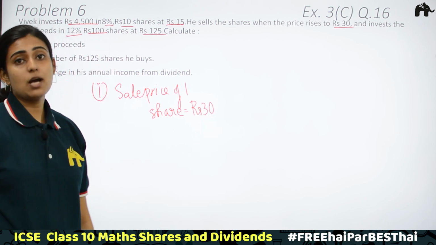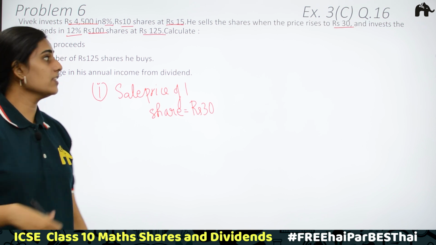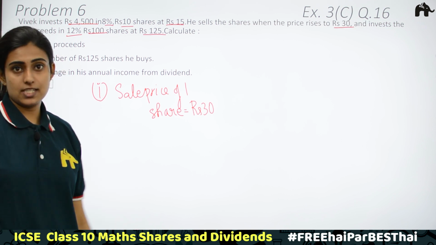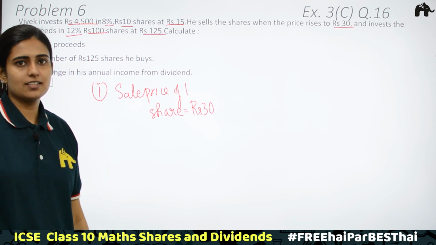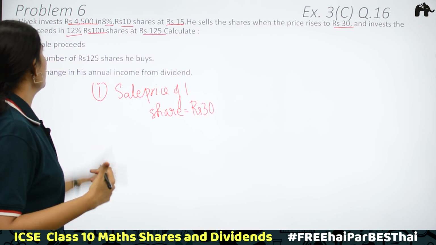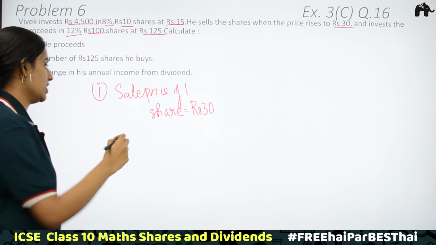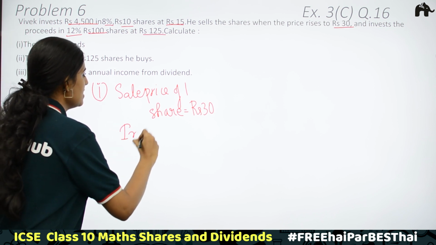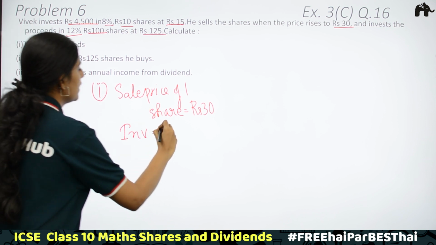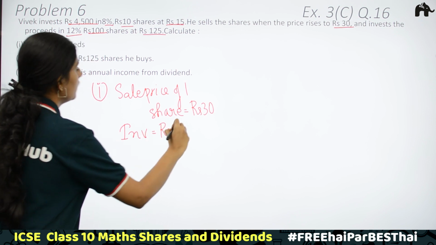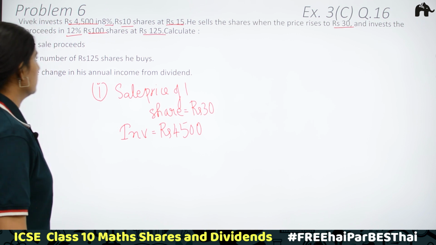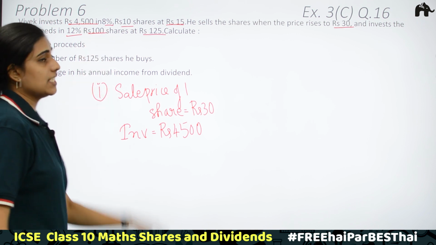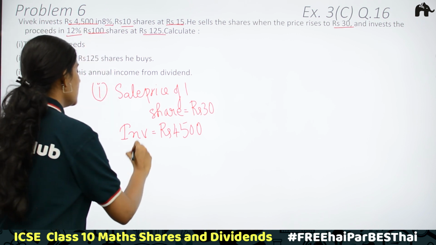But we don't know the number of shares. If we get the number of shares, we can find the sale proceeds, that is the total selling price. How do you find the number of shares? Do we have the investment? Yes, we have the investment in the question. Investment is given, that is rupees 4,500. Then in 8%, 8% is the rate of dividend.